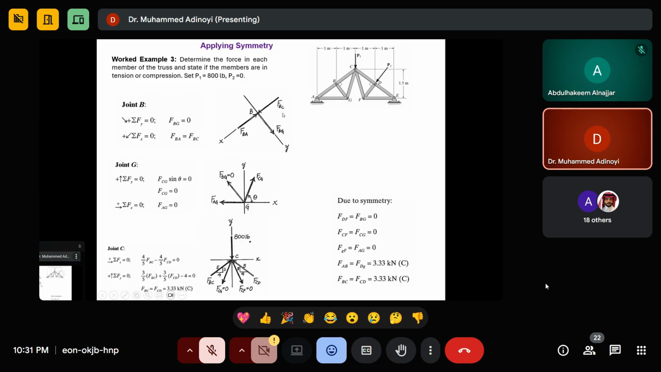So if here is 0, then we can start from here. Which means when we have this, we need to solve only half of this or half of this, any one of this. So look at the question. Determine the force in each member of the truss and state if the members are in tension or compression. Set P1 to be this, and P2 to be 0. Because they want to maintain symmetry here. That is why P2 is 0. If P2 is not 0, then this is no longer symmetry. You have to solve for all the joints.